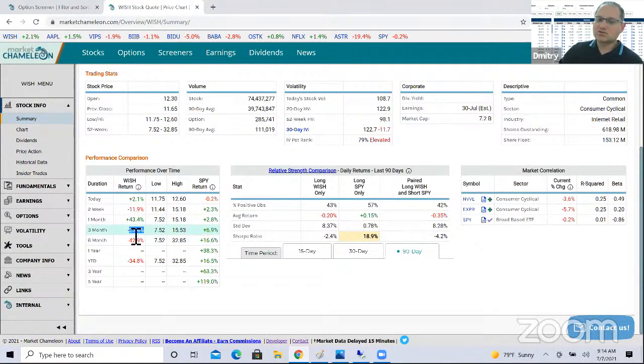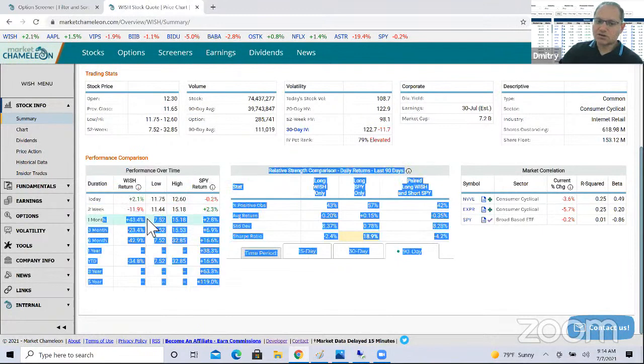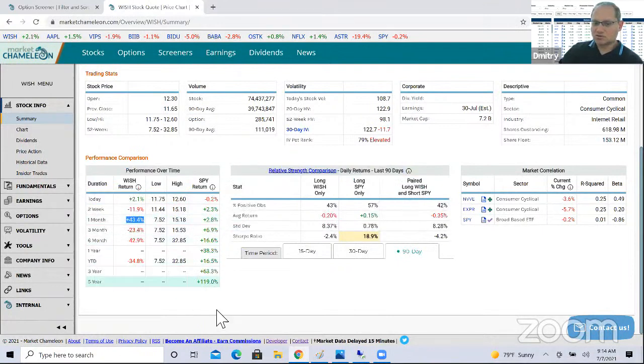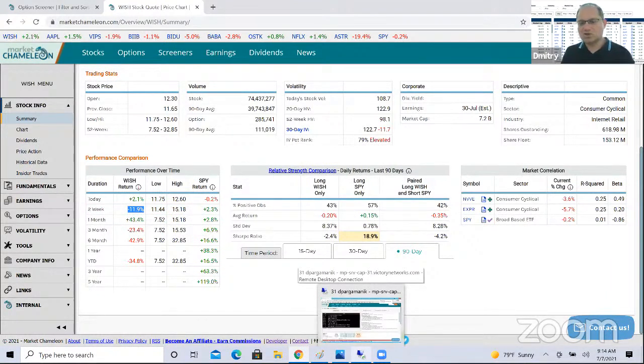In the last 3 months, it's down 23%, but last month it made a big pop. So if we're looking at just the last month, it's up 43.4%. You see, it was as low as $7.52. It made it up to $15.18. Looks like that was the high in the last 2 weeks as well. And the last 2 weeks were down 11.9. So really quickly, I kind of just paint a picture of what's been going on in this stock.